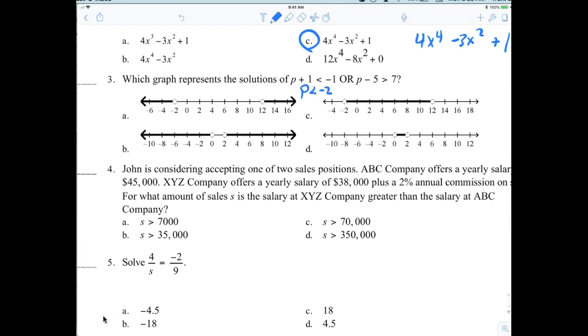Now for question number 3, subtracting 1 from both sides, we would say P is less than -2, or P is greater than what? 12. So if you're less than -2 or greater than 12, you would be what? You would be A. Any questions? Pretty straightforward.